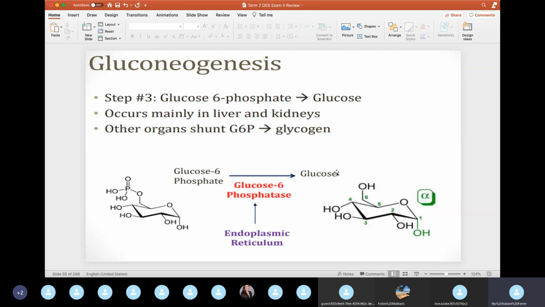Where does this occur? It occurs mainly in your liver and your kidneys. Can other organs shunt G6P to glycogen? Yes, other organs actually shunt your G6P to your glycogen. Don't forget that glucose 6-phosphatase comes from the endoplasmic reticulum.